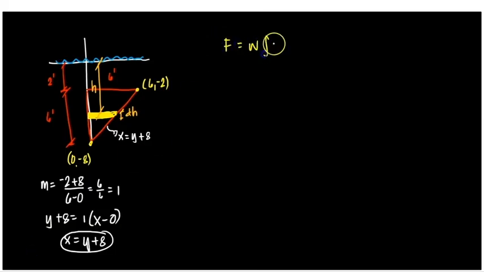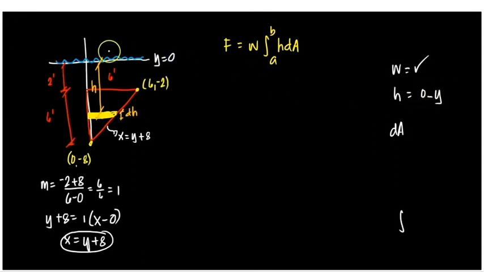F equals W integral of h dA. So I'll just write the equations. I won't be solving anymore. Anyway, the solving part is easy. W, H, dA, and then the limits. W is constant. The height would be coming from the surface of the liquid, which is y equals 0. So that's 0 minus y. Unless we say that we place the surface of the liquid here on the edge of the triangle. But then for now, let's place the liquid there.